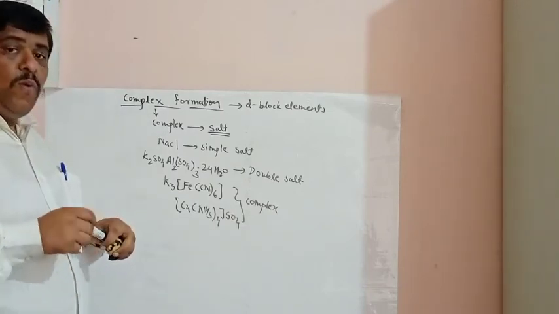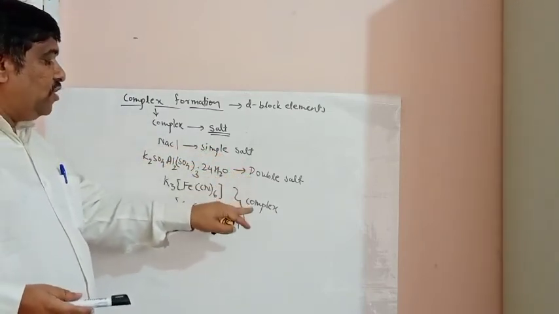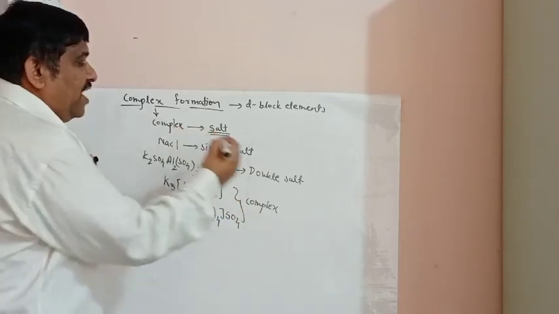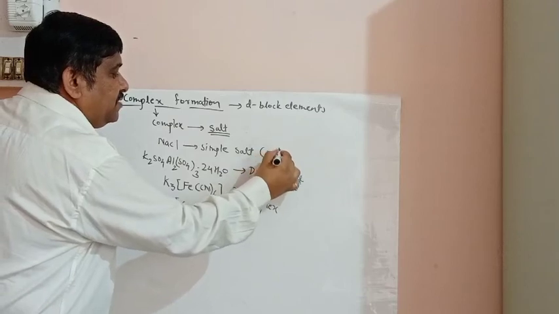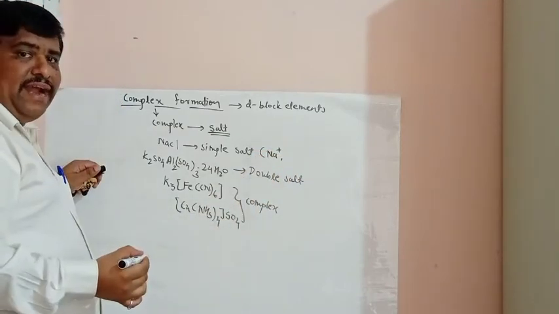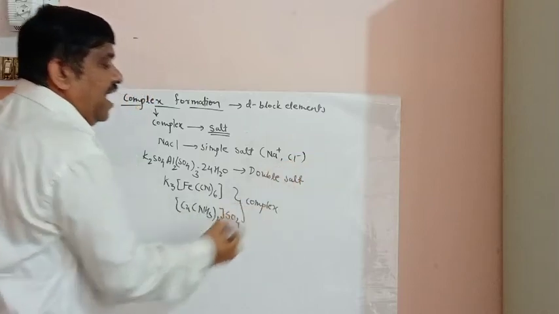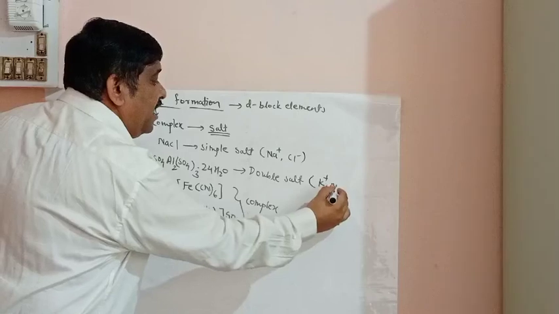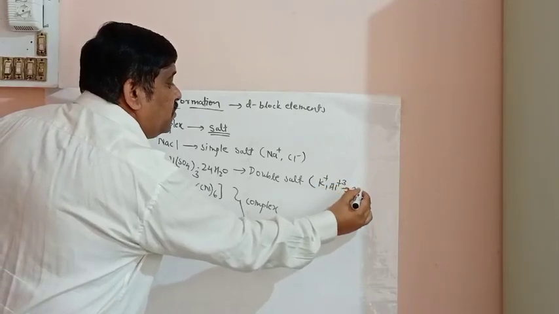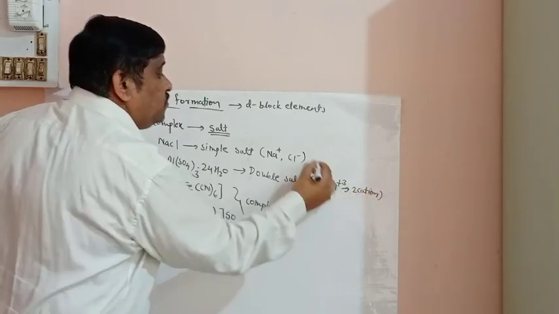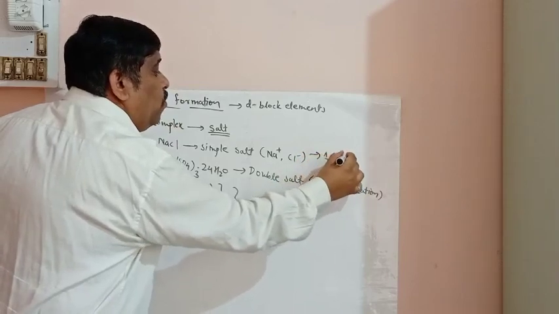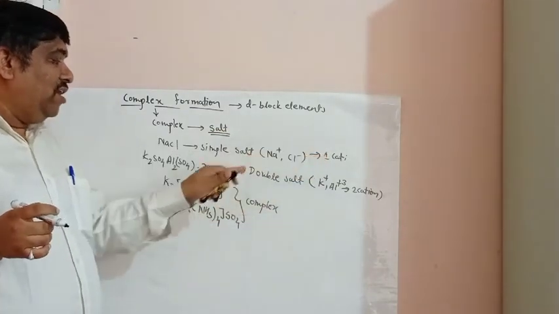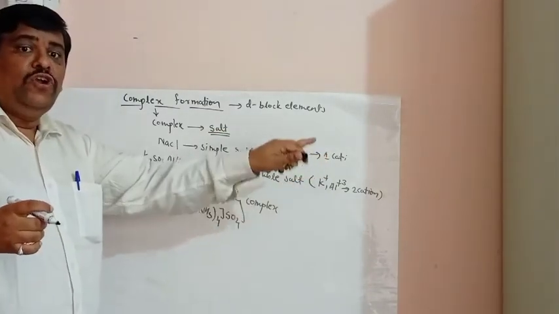So look here, what is the difference between simple salt, double salt and complex salt? Simple salt is having one cation and one anion. So you are having Na+, which is a cation, and Cl-, which is an anion. In the double salt, you are going to get K+ and Al3+, so you are going to have two cations. Simple salt contains one cation and one anion. Double salt contains two cations or two anions.